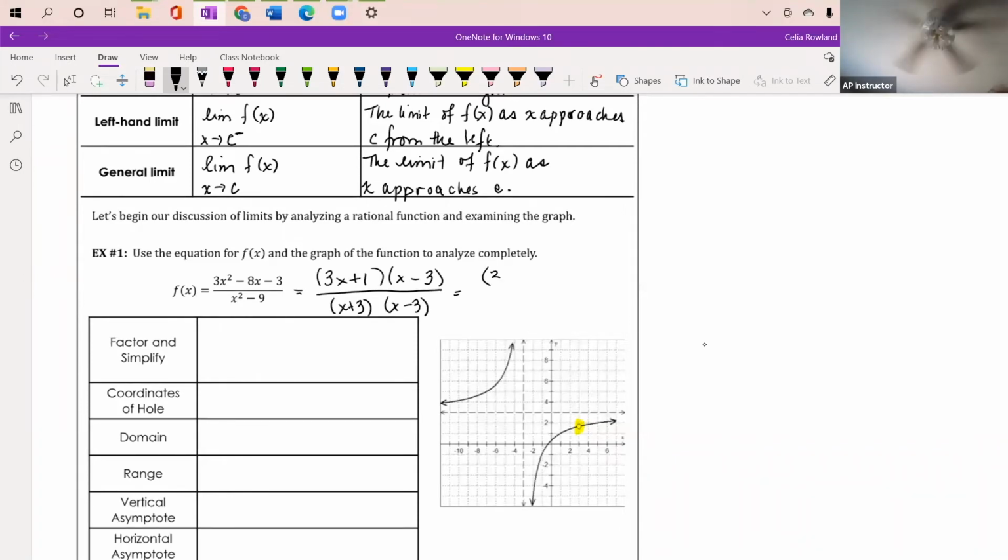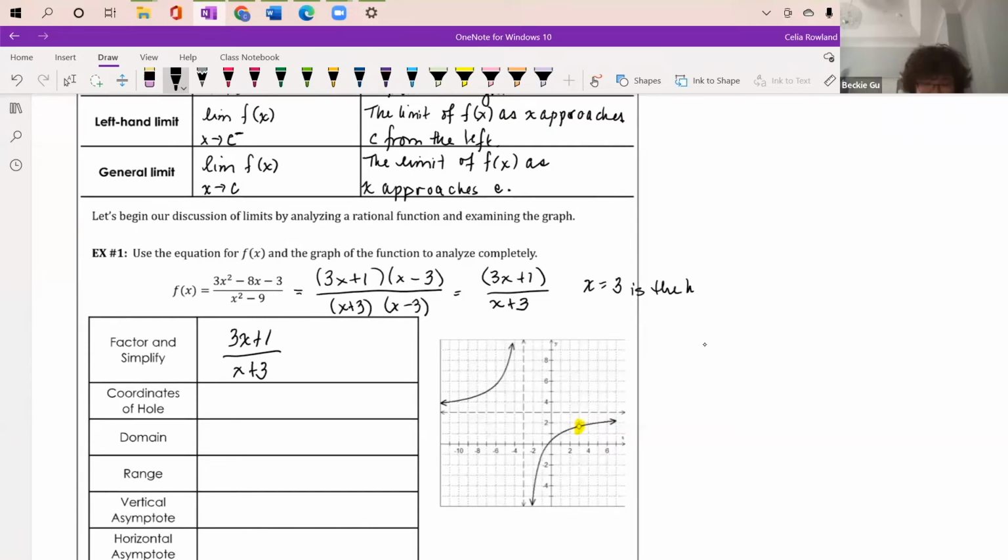So when we reduce this, this is the function that we have, right? So this is what goes right here. And then if we come back in and evaluate it at the hole, so x equal to 3 is the hole. So we're going to find it at 3. And when we evaluate this, this is 10 over 6. Is that right? Put 3 in, I get 10, put 3 in. Yep.